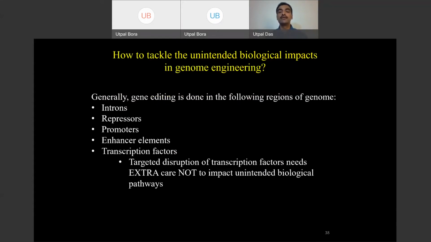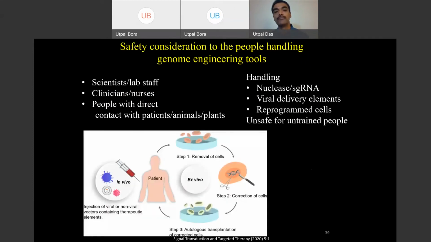And then, of course, unintended biological impact. We can't play with that, because most of the time, whenever we target a gene, we target some transcription factors. So whenever you design your experiment, when you want to target transcription factors, be aware that their inhibition does not deactivate or activate certain cell survival pathways. So designing is really, really important.